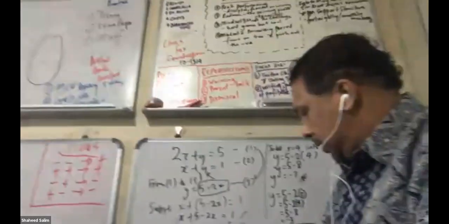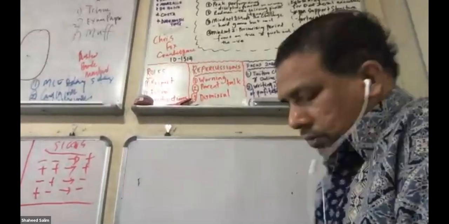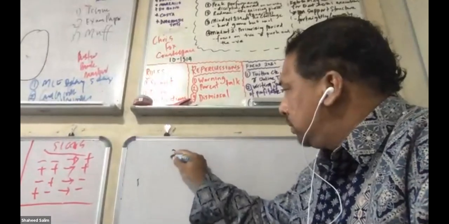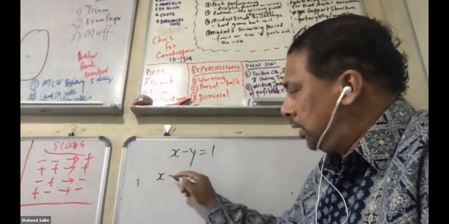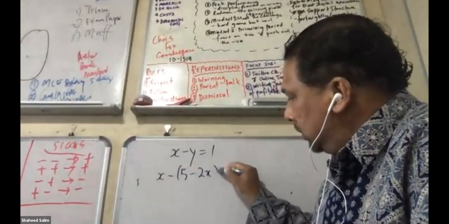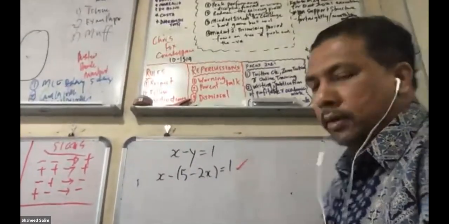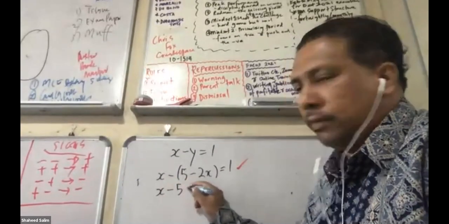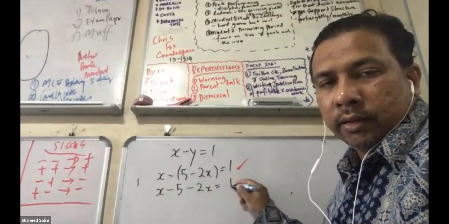So now let us look exactly at it. Okay, I'll write it down on the screen here. You have written x minus y equals to 1. You have substituted the value of y down here, which is 5 minus 2x. And now this is correct. So far down here is correct. Well done. Then the next one, you wrote like this: x minus 5 minus 2x equals to 1 plus 5.